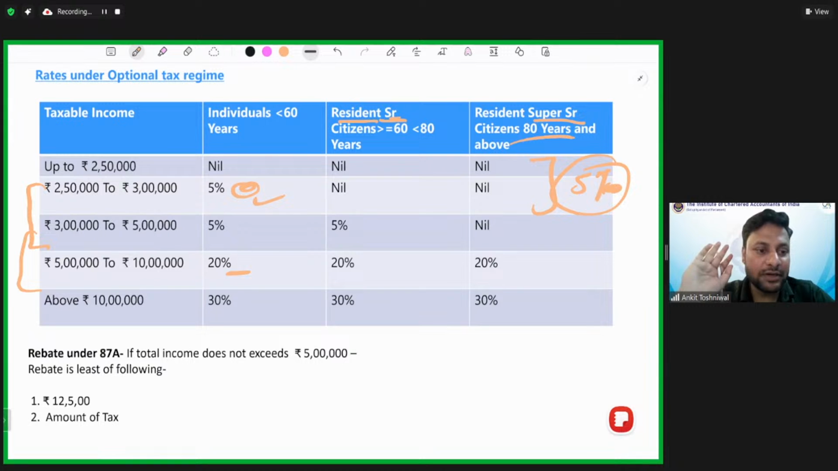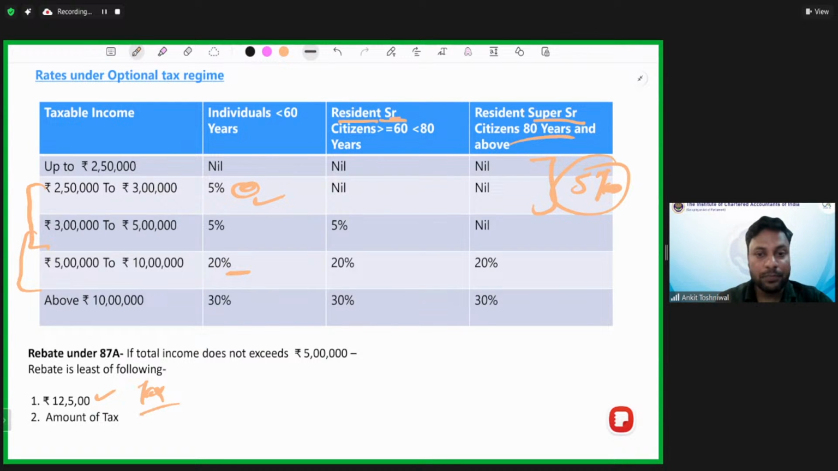Above 10 lakh, 30%. In the old regime, there is a rebate of 12,500 or the amount of tax, whichever is less, if the income of the CC does not exceed 5 lakh. This 12,500 is tax rebate, not the income. If the income does not exceed 5 lakh, then the rebate under the old regime will be rupees 12,500 or the amount of tax, whichever is less.